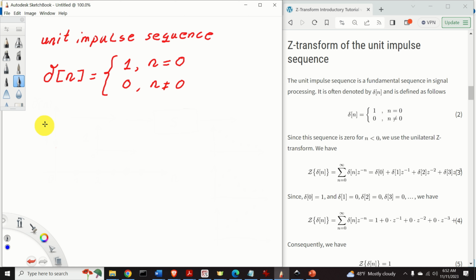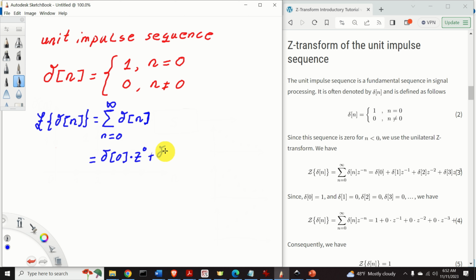Let's use the definition. Z of delta of n is equal to this sum. Sum, when n goes from 0 to infinity, delta of n. And as the result, we obtain delta of 0 multiplying z to the power 0 plus delta of 1 multiplying z to the power of minus 1 plus delta of 2 multiplying z to the minus 2, etc.